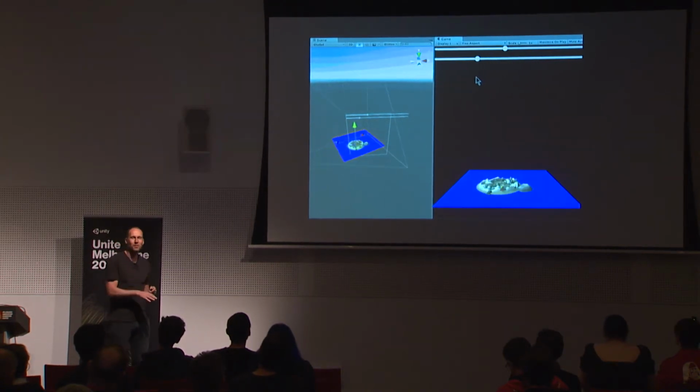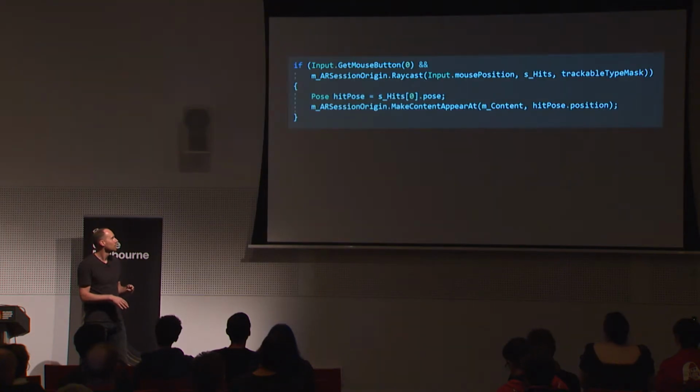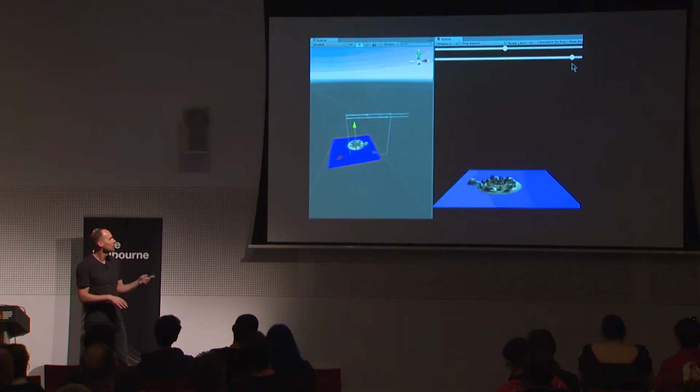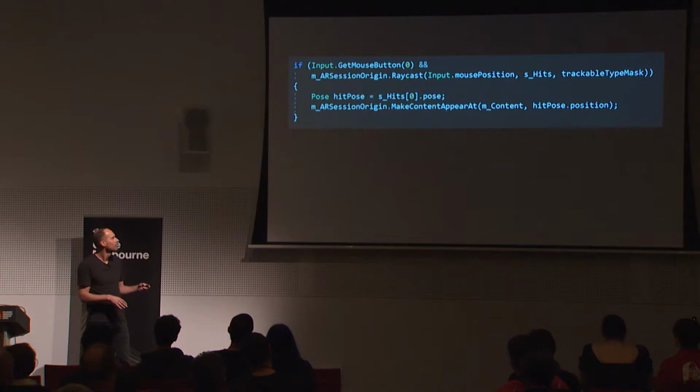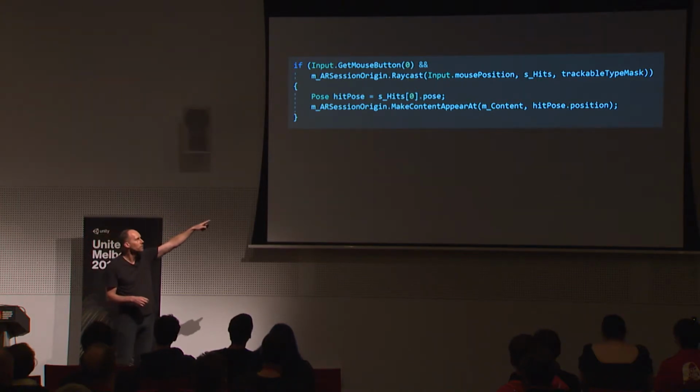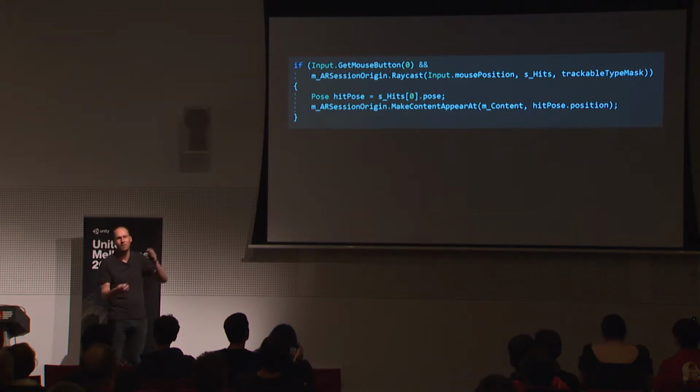But the bit I really wanted to tell you about, because I think this is kind of a bit of a corner case for scaling, is that the way you change where the session origin is to do this trick is this function here called make content appear at. So here we're going session origin make content appear at, and what that's going to do is it's not going to move mcontent. It's going to move the session origin so it appears like mcontent is at that position. Right? It's the reverse of what you'd expect.